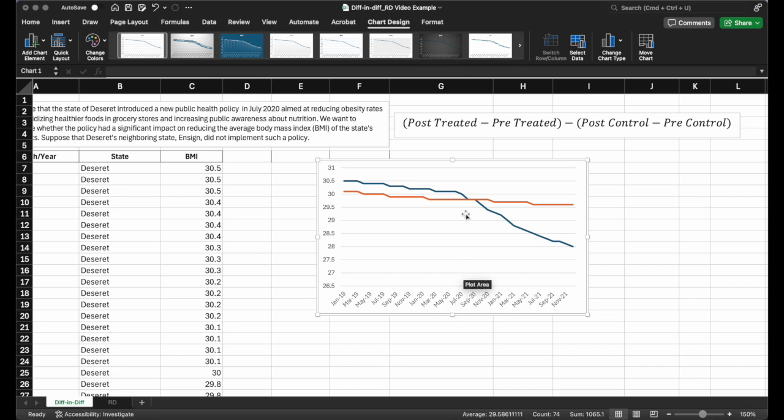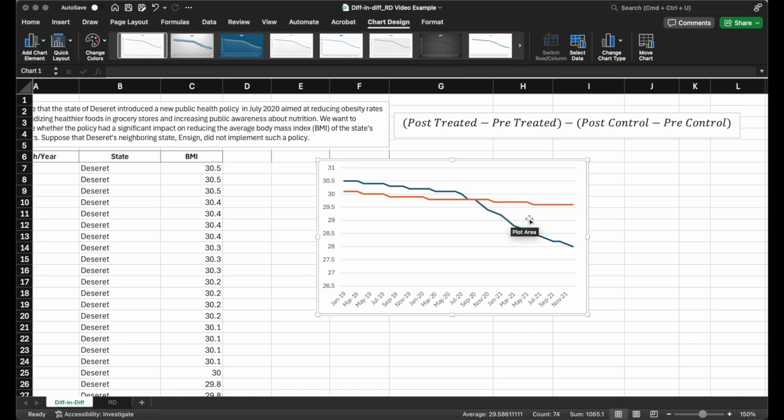So the first thing we need to look at is whether this design satisfies the parallel trends assumption. So again, in order for the causal argument to work here, we have to assume that these two groups are trending similarly before the intervention. So before this time period, are they trending similarly? Well, yeah, they're not perfect, but we can see that both of them are trending towards lower BMIs and that they're essentially a parallel trend here. So we're looking good there.